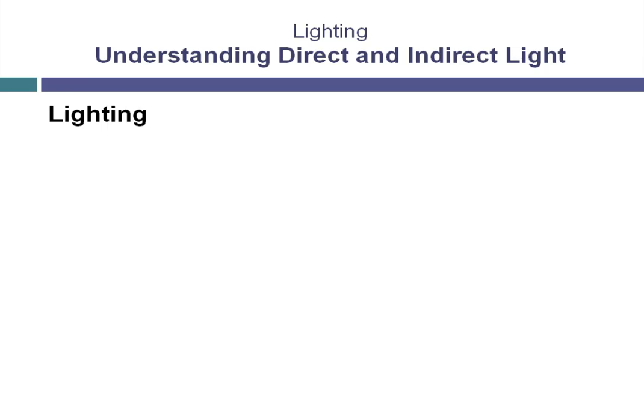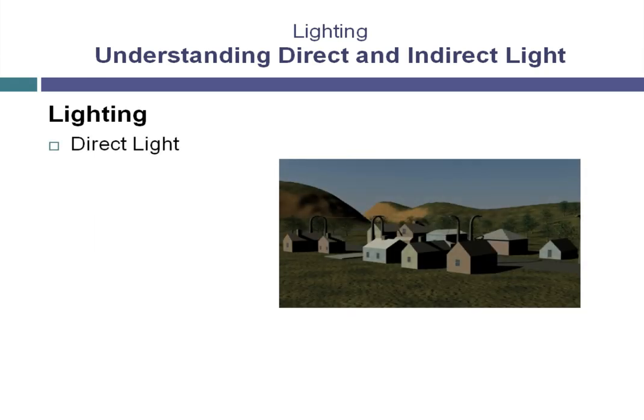Lighting consists of two primary components. The first being direct light. This is the light that comes directly from a light source, for example, the sun, a light bulb in your scene, or from any object that creates light directly. Direct light emits from the light and travels to the surface.